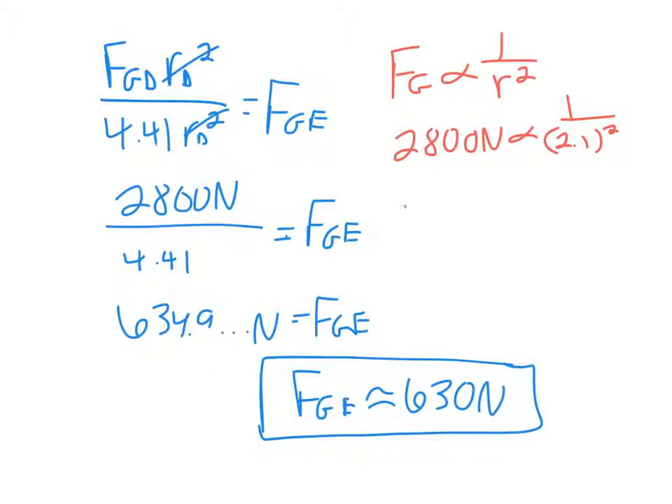So 2,800 newtons proportional to 1 over 4.41. So that means that your force of gravity for the Explorer right here would have to be 4.41 times less than the force of gravity for the Discover. So again, this is the oversimplified version. It still works of how to do this. I took all of these steps to show you how things would cancel in the case of not being given as much as we were.